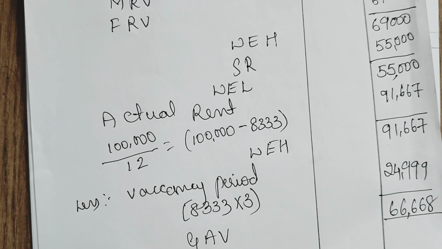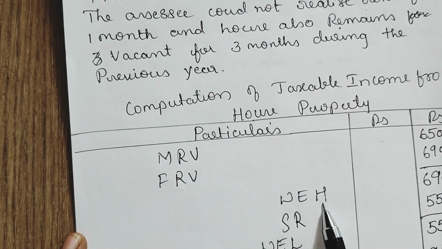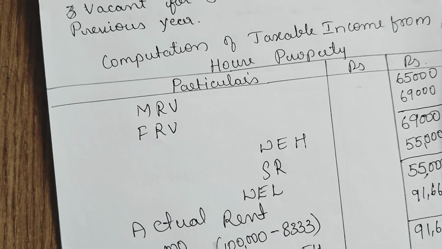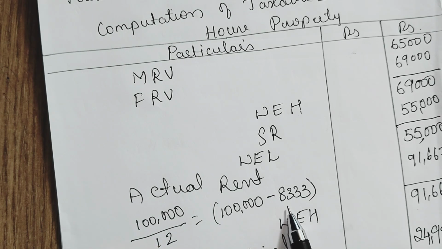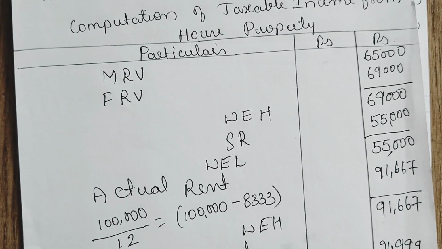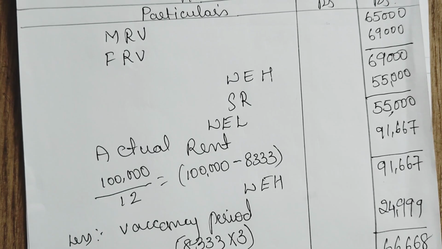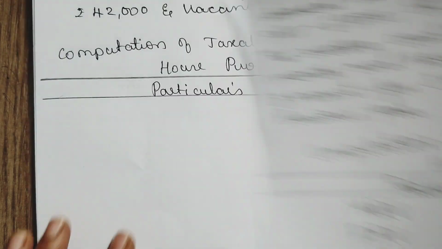Now our gross annual value, GAV, is 66,668. Understood? Yes. First, what are we comparing? Municipal rental value and fair rental value, whichever is higher. Then with that amount we compare standard rent, whichever is lower will be considered. Then the actual rent. In actual rent, any unrealized rent is there, that you have to deduct, not the vacancy period. Here 1 month is not realized. That is why we deduct this 1 month, giving 91,667. Then whichever is higher we are considering. Then from that amount if we deduct the vacancy period, we will get the gross annual value. Okay. Yes. We'll solve the next question.